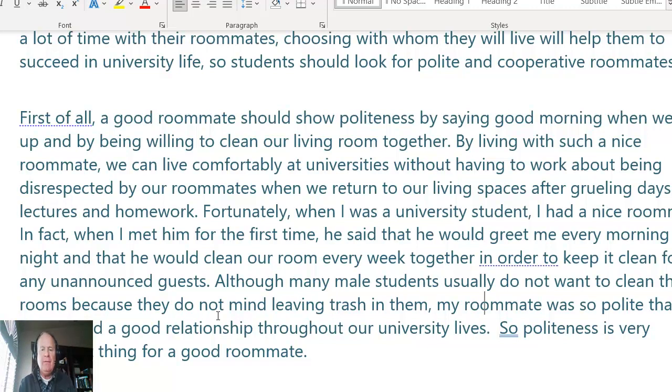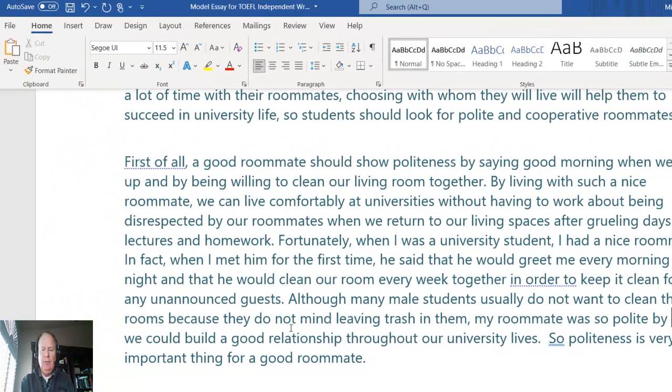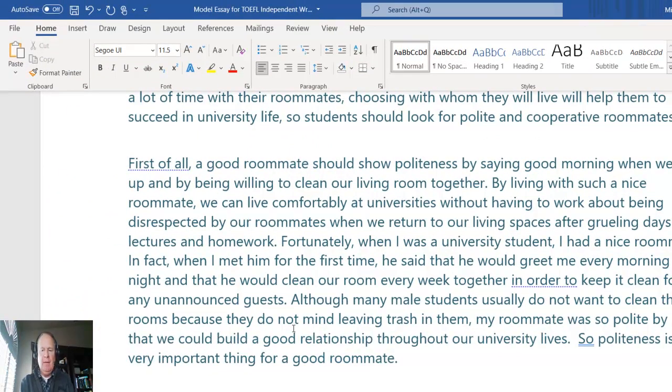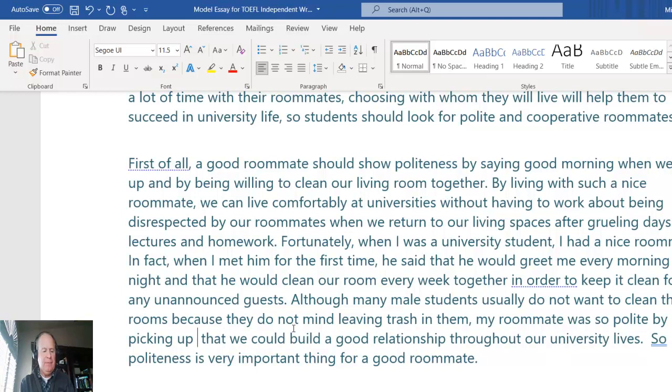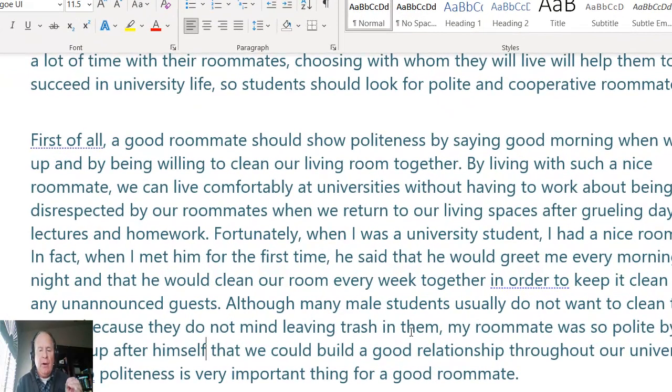He was so polite by being, he was so polite by picking, how about picking up after himself. So, and I'm saying picking up after himself, and we have polite here. We have to have polite to connect it back to what we're talking about. But we have, although many male students usually do not want to clean their rooms because they do not mind leaving trash in them, my roommate was so polite by picking up after himself that we could build a good relationship throughout our university lives.